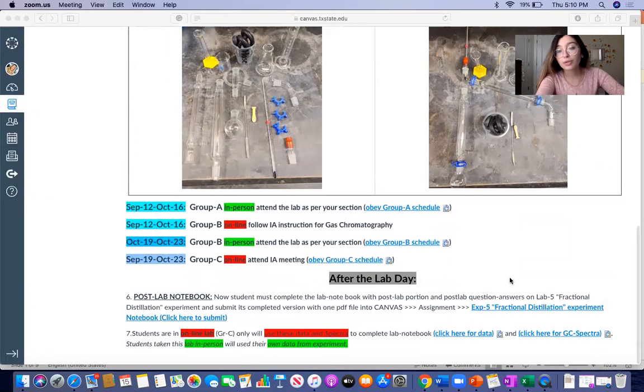Okay, your post-lab notebook, like always, is due before 11:59 p.m. every Sunday. This is going to be the data for Group C. Group A and B, do not use the data in Group C. You guys are going to be gathering your data in lab.